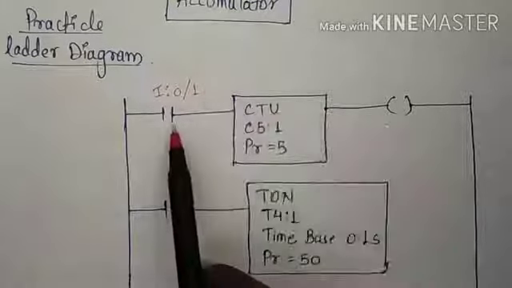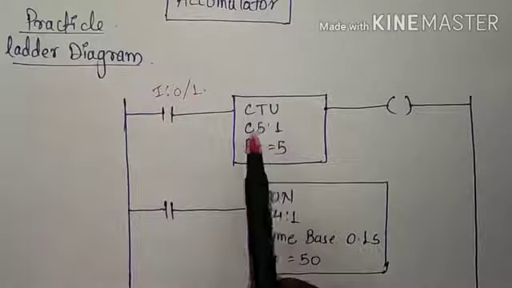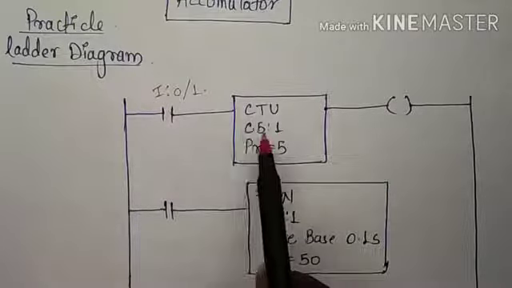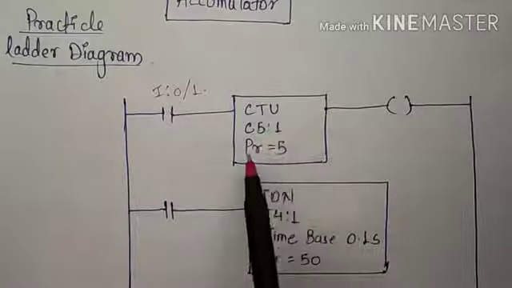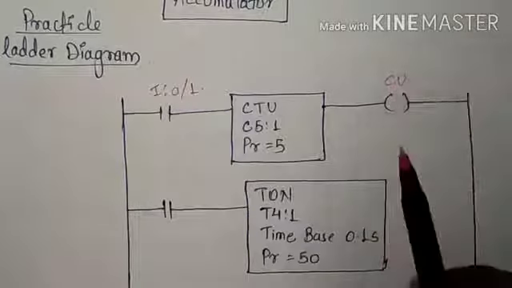Okay, so this is my first input. Okay, so this is the counter up. C5:1 denotes the counter number, and we have a preset value set to 5. Okay, so this is the counter up.